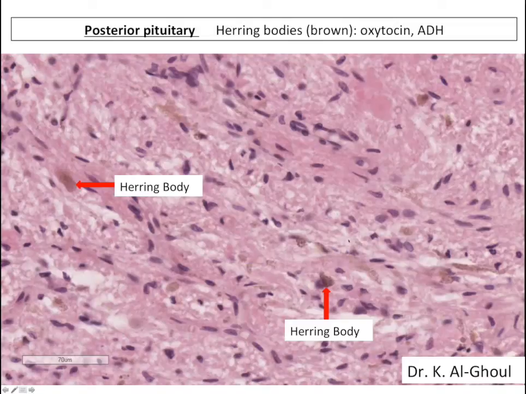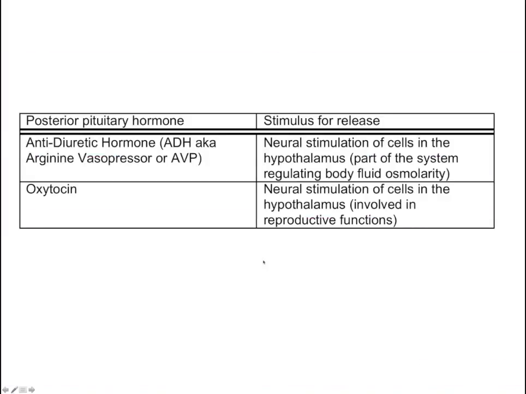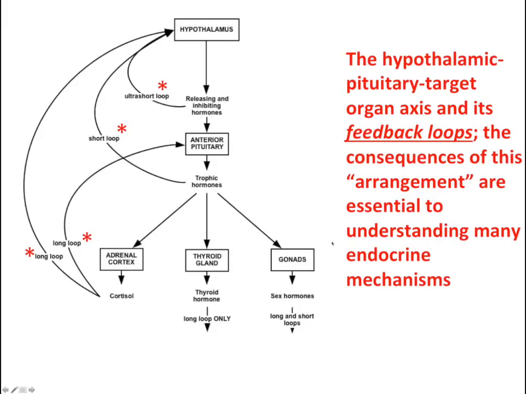This is a histology slide of the posterior pituitary, and oxytocin and ADH are then released from these Herring bodies. And this is a summary of what they do. Vasopressin or ADH regulates body fluid osmolality, and oxytocin then is involved in reproductive functions.